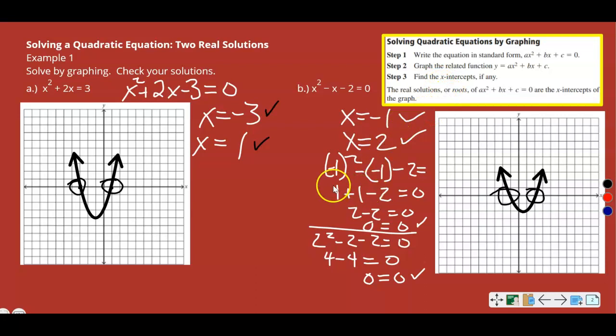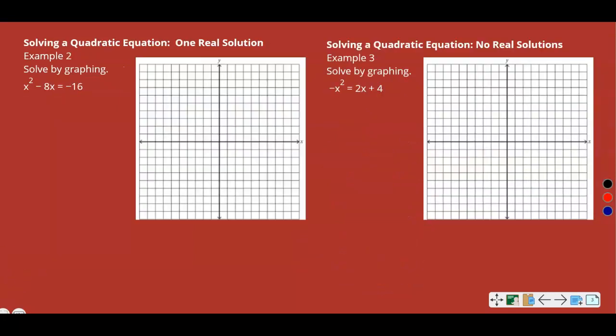All right, so plug in -1, you get 0 equals 0. Plug in 2, you get 0 equals 0. So both of these are your solutions.